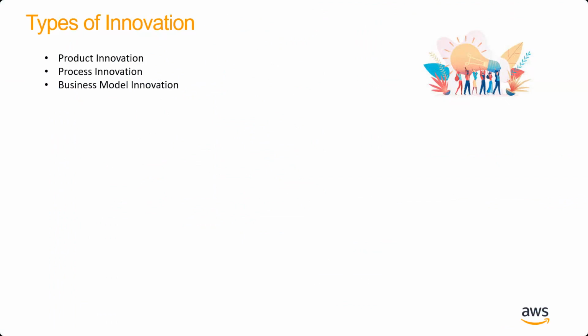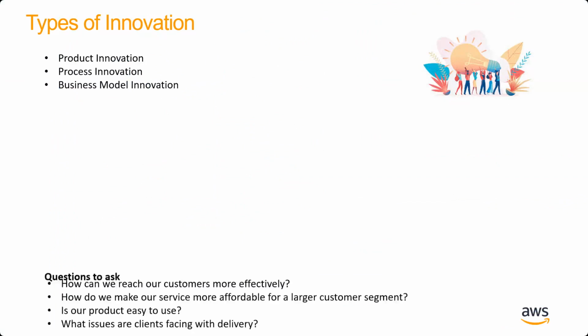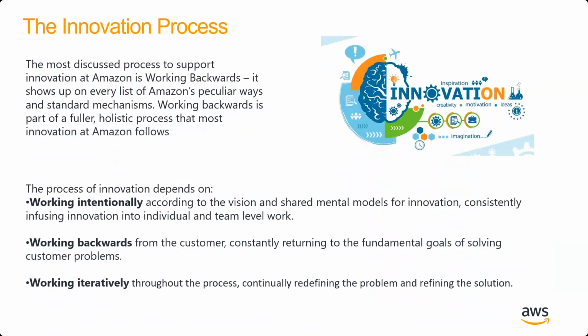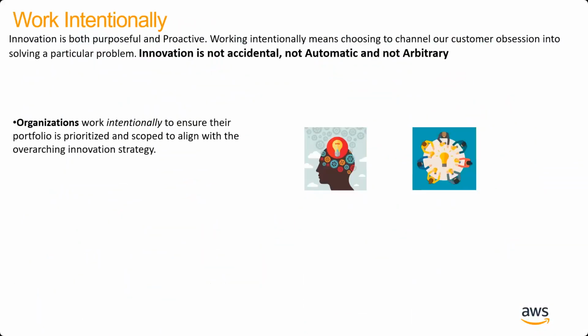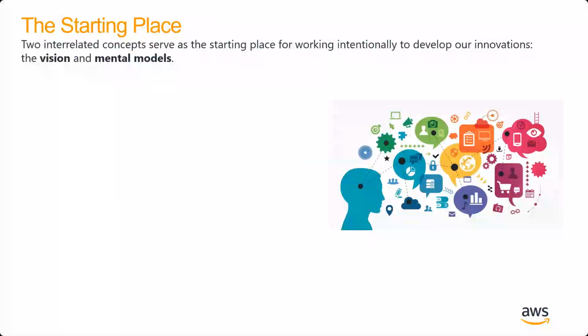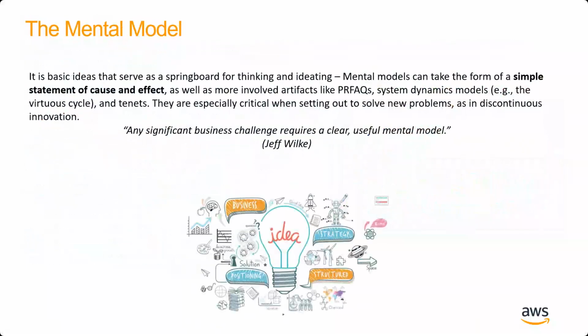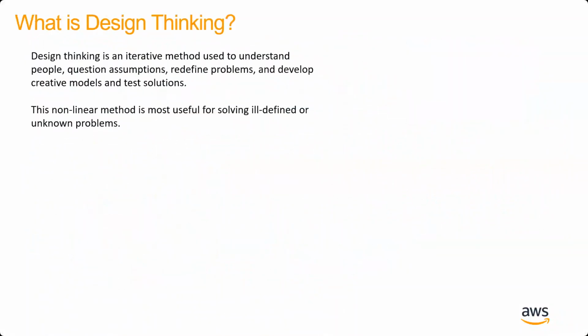So let's look quickly at innovation. It's either on product or process or business model. I'm going to mention a couple of examples. Some questions will ask how we can do it, what we can do, how we can make it easier. Also, incremental evolution, breakthrough, and transformational are the levels and characteristics of innovation. I'm going to mention a little bit, we work intentionally, backward, and iteratively, and I'm going to mention the mental model, how we do it. We start with the vision. We are stubborn on the vision, but flexible on the details. Be clear on the why, but flexible on the what. The mental model: how we do it, how we get experience, how we generate ideas.